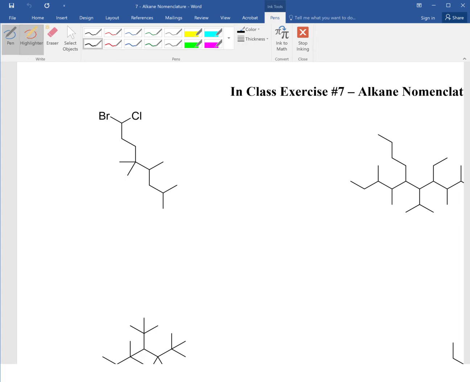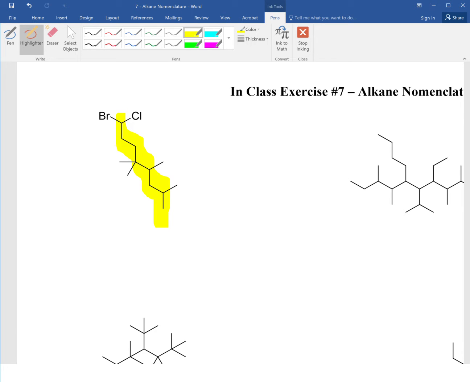Alright, so now we'll go over these nomenclature questions. As we've been doing and talking about with these types of questions, our first step is always to find our longest chain or our parent alkane. And in this first one, we can see our parent chain goes right down through like this.